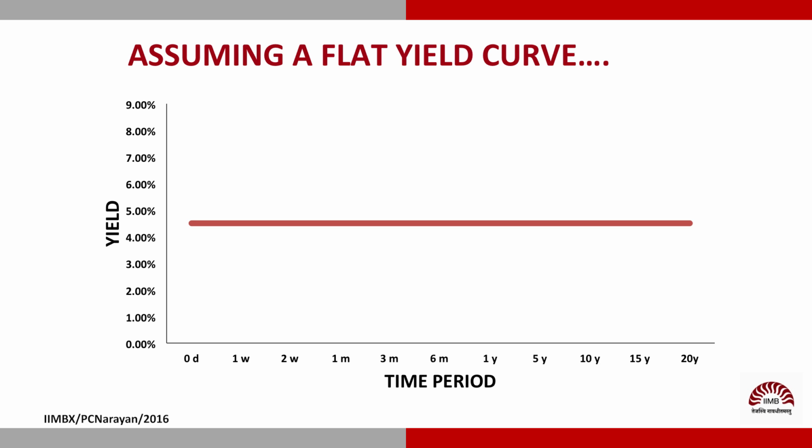In other words, you have a graph that looks like what you see on your screen now. Irrespective of the tenor, the interest rate is the same. That's a very hypothetical situation. Rarely ever happens in any market. Let us now examine how this flat yield curve swivels in one direction or the other based on the expectations about the macroeconomic factors in that currency market.